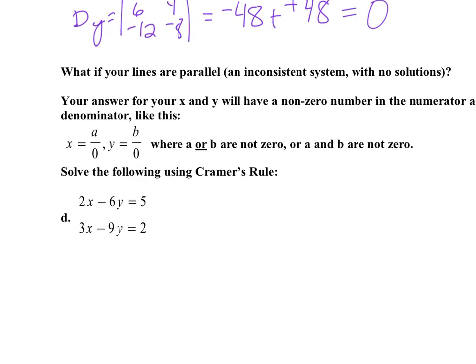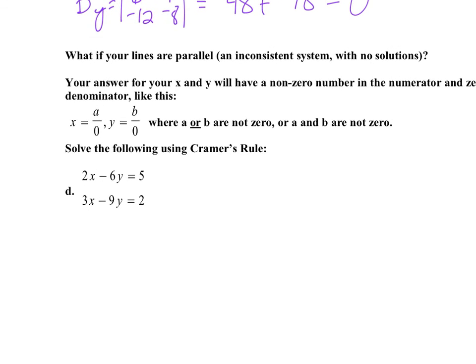All right. Parallel, in other words, no solution, is going to be a number divided by 0. So though D will be 0, your A and B will not be 0. So let's check this out. D is 2, negative 6, 3, negative 9. So I have negative 18 minus a negative 18. So I do have 0.